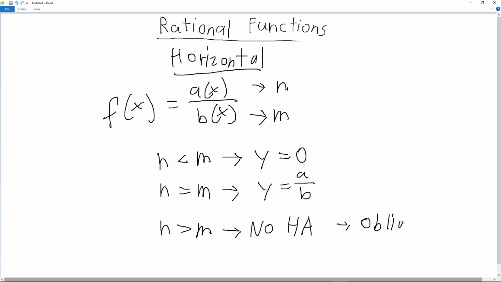So oblique. To find this asymptote, you have to divide a of x over b of x using long division or synthetic division, and then you set that result equal to y. So y equals the division result.